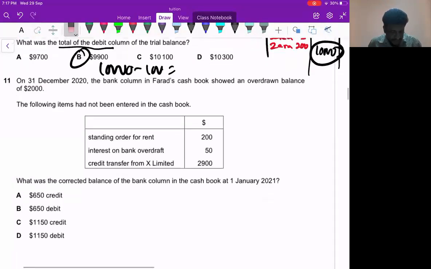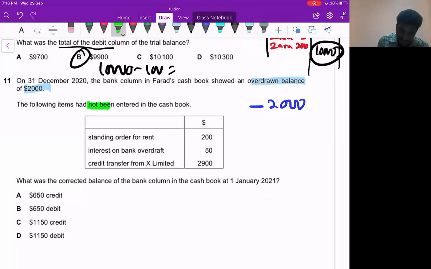Okay, we discussed question number 11 until 20. Question number 11. On 31st December 2020, the bank column in Farhad's cash book showed an overdrawn balance, so it's negative 2000 overdrawn. Then the following items had not been entered in the cash book. If not been entered, it means we need to enter them. What is the corrected bank balance in the cash book?